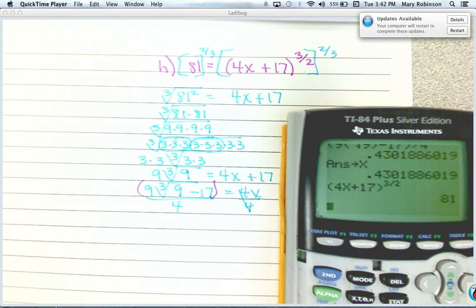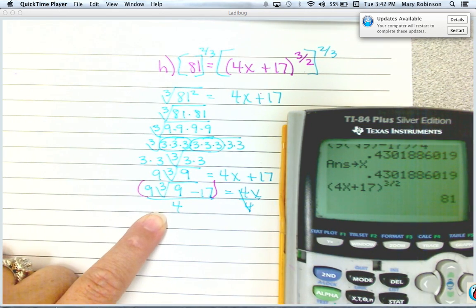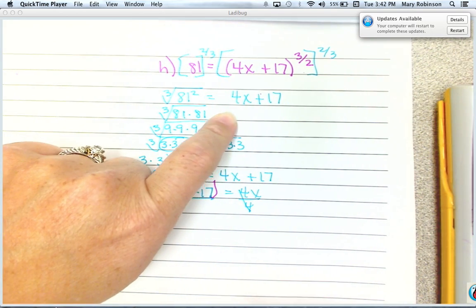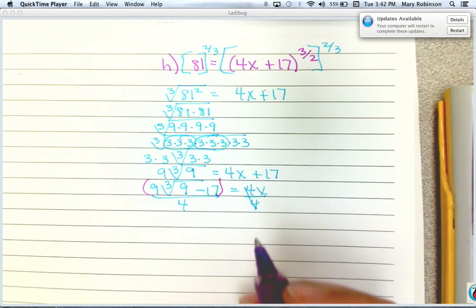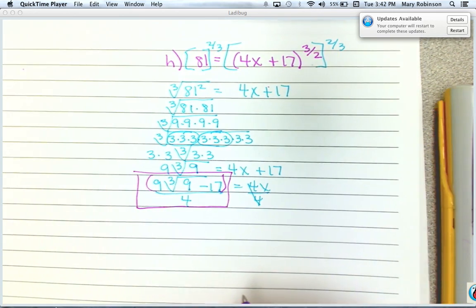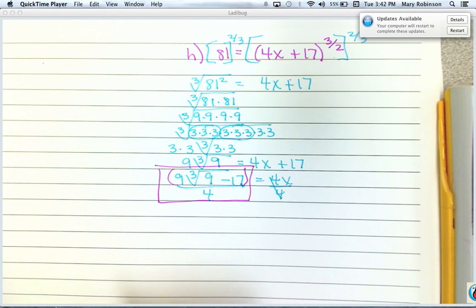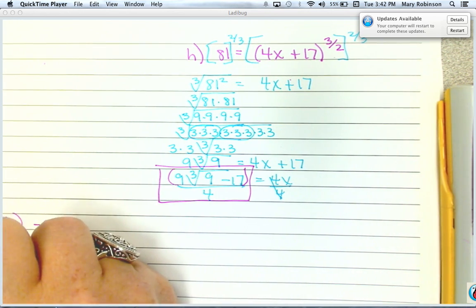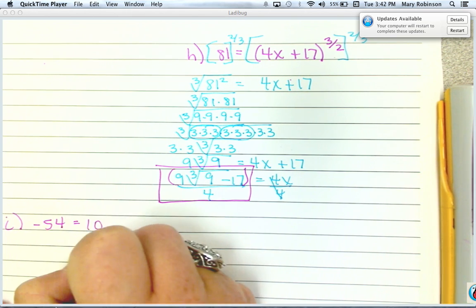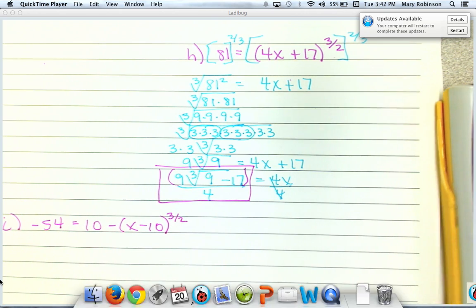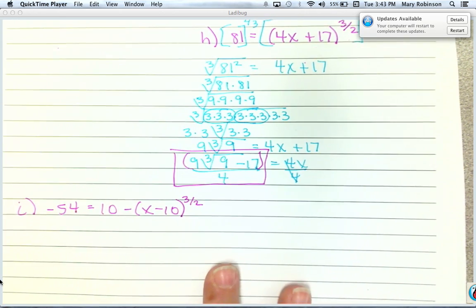And it does. So while it looks ugly, these are all the correct steps. You'd want to simplify that radical, then subtract 17 and divide by 4. All right, for I, man, all these I put up here had 3/2 powers.